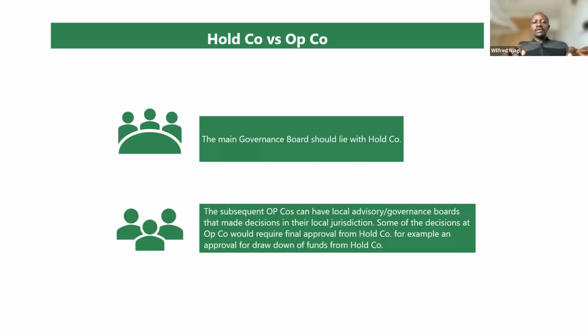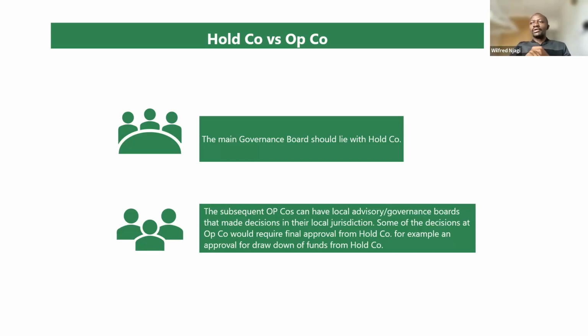Subsequently, if the OpCo is also large enough with large operations and it feels that they need a direction from the board, they can also set up an OpCo advisory board or a governance board. That means you can say within Africa, this is our board. Within Kenya, within this kind of region, we have this local board, right, which advises us on the local matters and local realities. However, some of the decisions at the OpCo will still need a final approval from the HoldCo.